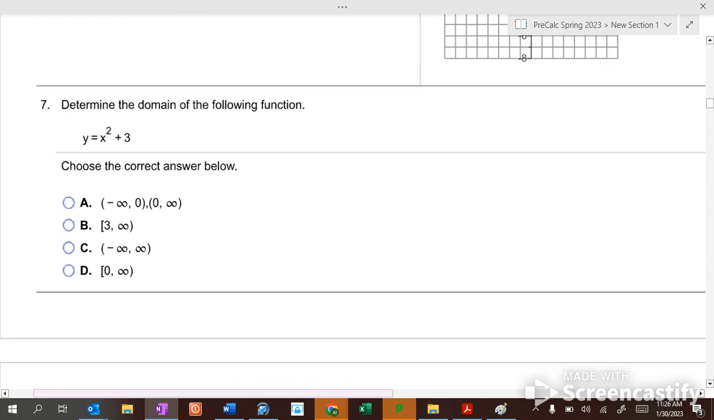What's the domain of this function? Do we have a square root involved? Do we have a fraction involved? No. Since we don't have a square root or a fraction, it's all real numbers. You can put any number in there and it'll work out.